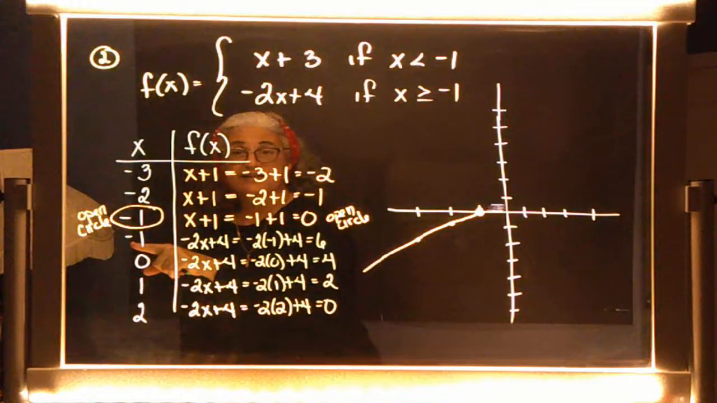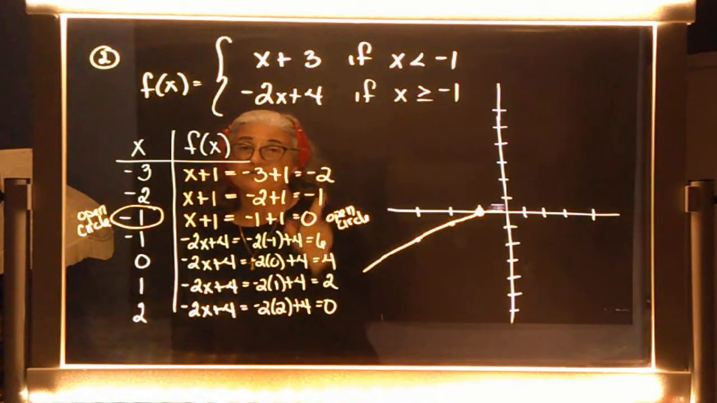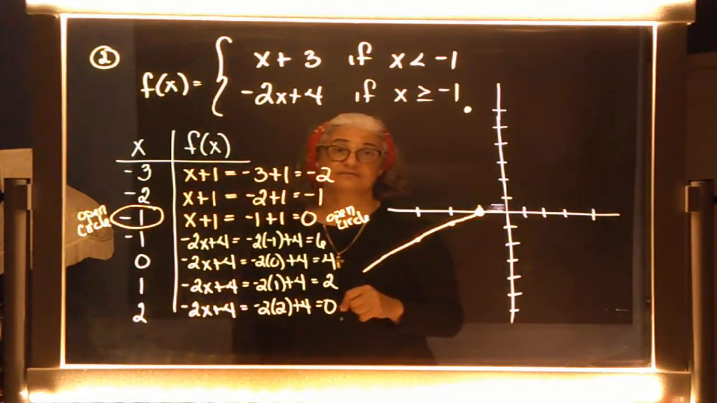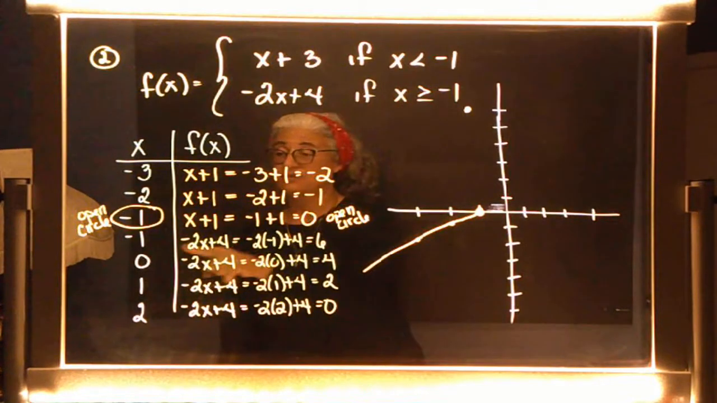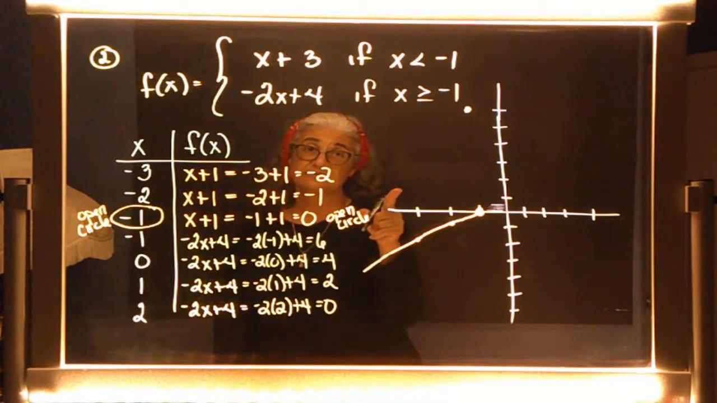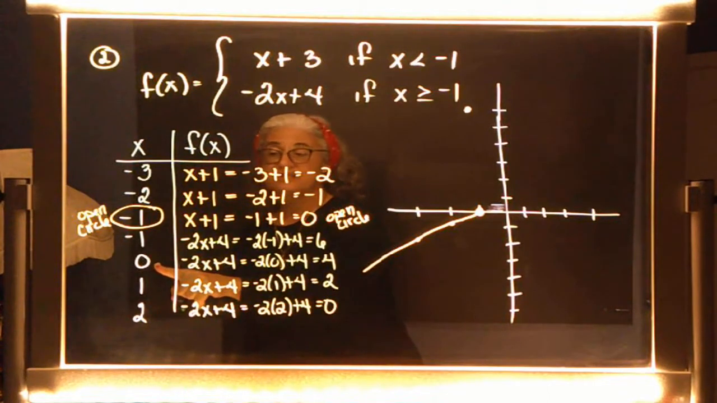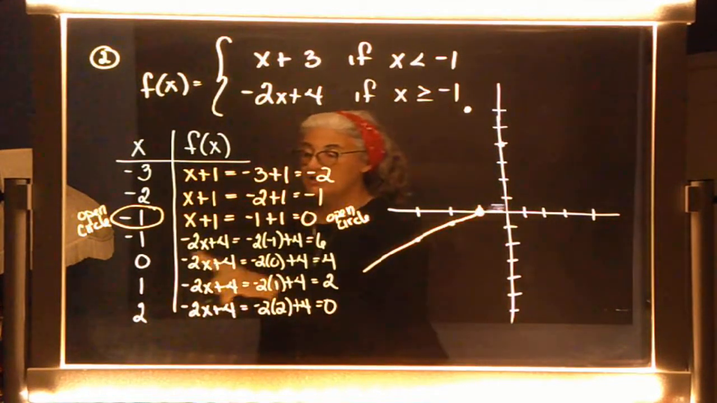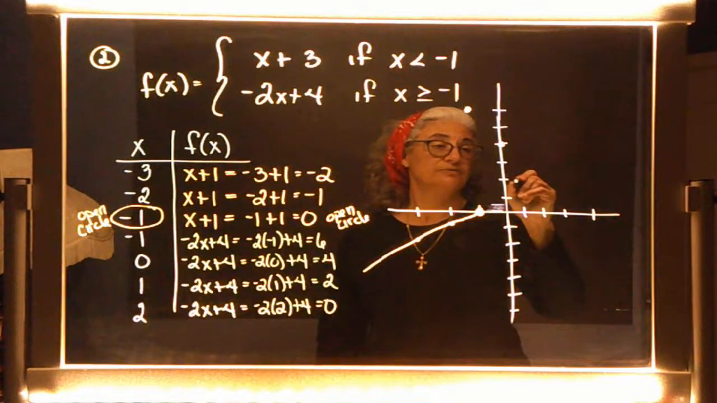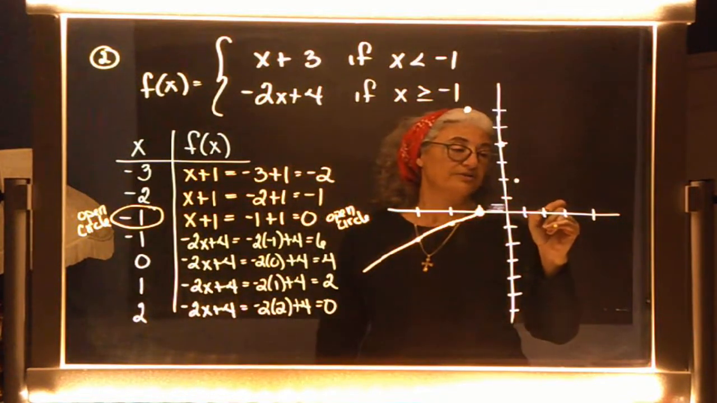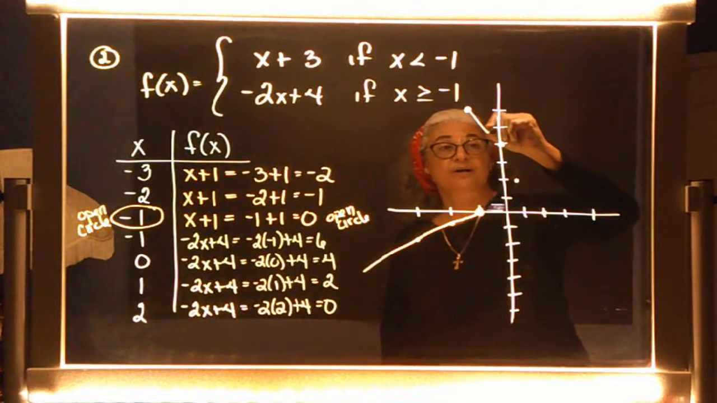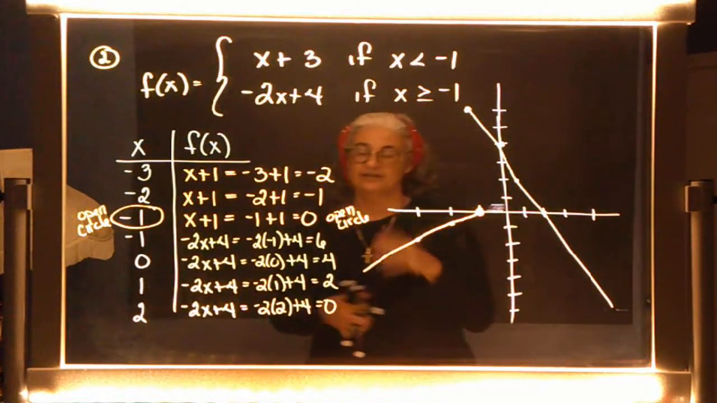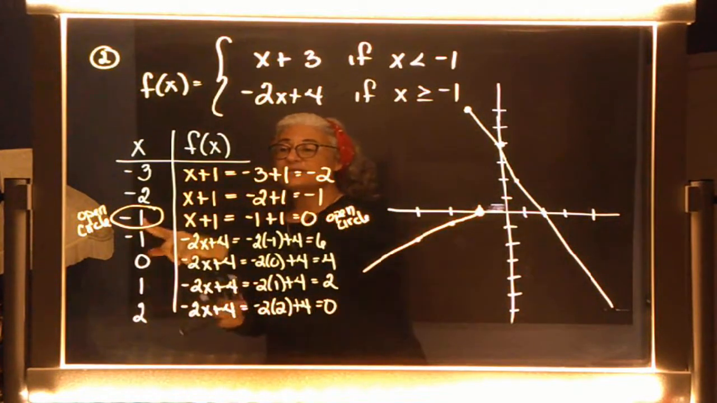Now, let's look at this negative 1 again. When I plugged it into the second piece, it was allowed to be equal to 6. This one's our closed circle. Because I could plug negative 1 into the second piece, and when I did, I got 6. Got it? Okay. Plugged in 0, we got 4. Plugged in 1, we got 2. Plugged in 2, we got 0. And again, we know that this is a line also, and yours probably looks better than mine. Good? Okay.